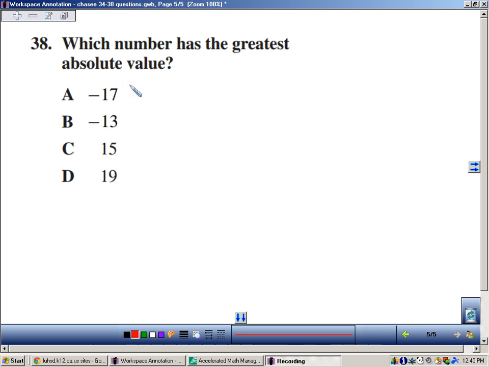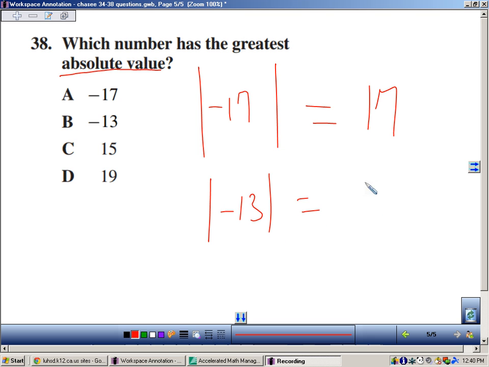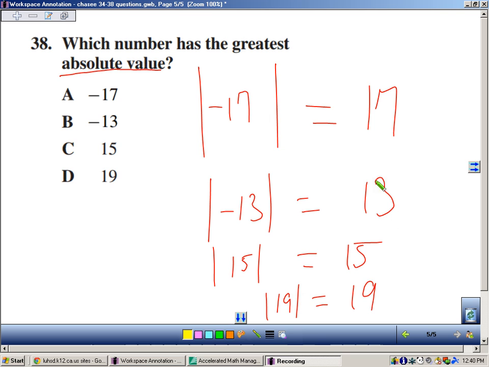And then the last question. Which number has the greatest absolute value? Again, the absolute value is going to take the number and give you an output. So if we plug in negative 17, what's my output? Positive 17. If you plug in negative 13, you get positive 13. Positive 15, positive 15. And of course, positive 19, out comes positive 19. So out of all these values, which one is greater? The largest number is 19. So the number that has the greatest absolute value is 19. A close second was this one. But again, it's less than 19, so it doesn't have the greatest absolute value.